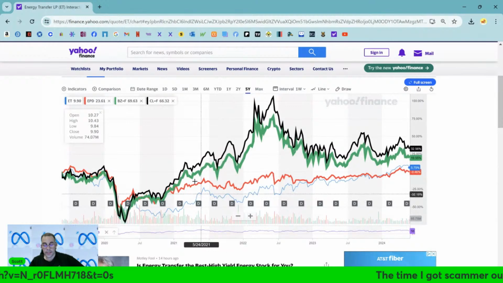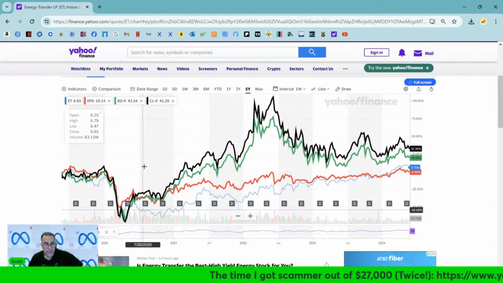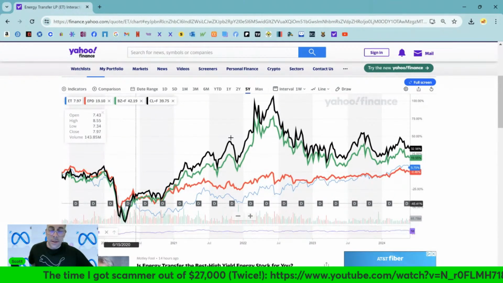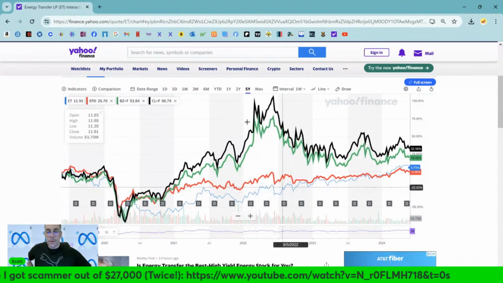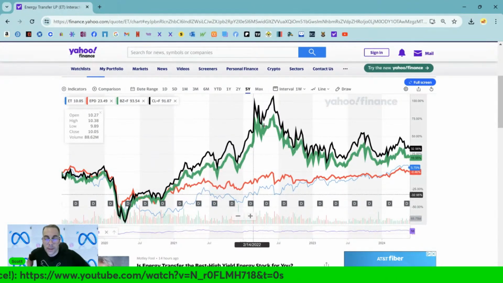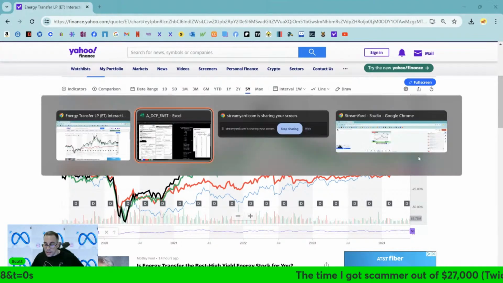And the only reason they don't track each other perfectly is because midstream companies pay dividends. So they would go up as much as the oil prices, but since they pay dividends, the stock won't go up nearly as much. So they pretty much track the price of oil right there. I mean, there's no denying that.